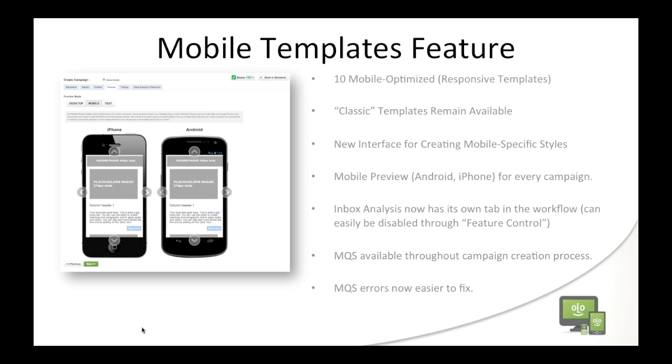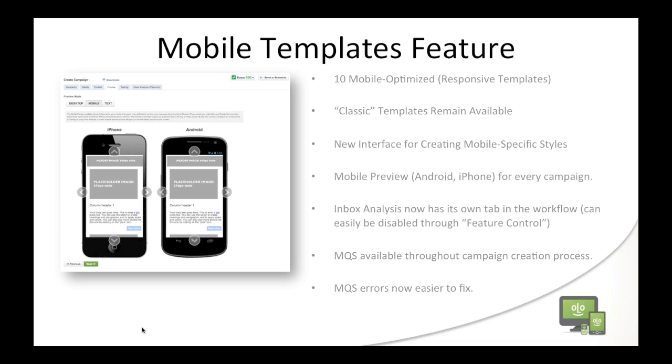You will see very shortly a brand new interface for creating these mobile specific style sheets. You still don't have to know code to make this work. We're going to offer, as you can see here in the screenshot, a mobile preview on Android and iPhone for every single campaign coming through the template controller. You'll see that inbox analysis now has its own tab in this workflow. This is worth mentioning for those of you who do not offer inbox analysis. That won't affect you.